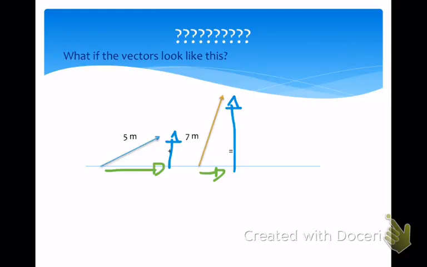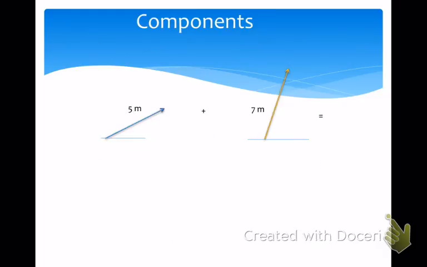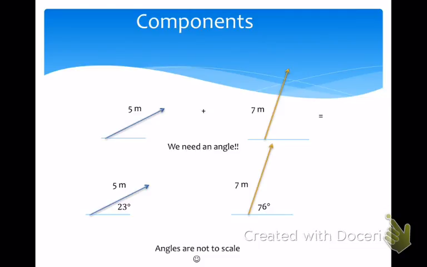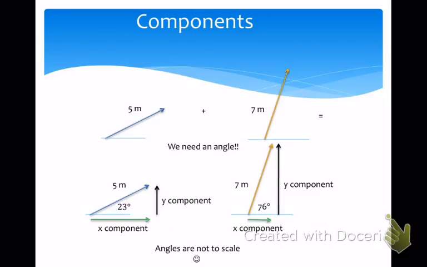All right? Now, how do we go about doing this? Well, we need angles. Now, these angles are not to scale. I just tossed some numbers on there. But if I'm going to finish this problem, I've got to have an angle, because the angle is going to tell me exactly how much of that vector is in the x direction and how much of that vector is in the y direction. So there's our x component, and there's our y component to those vectors.